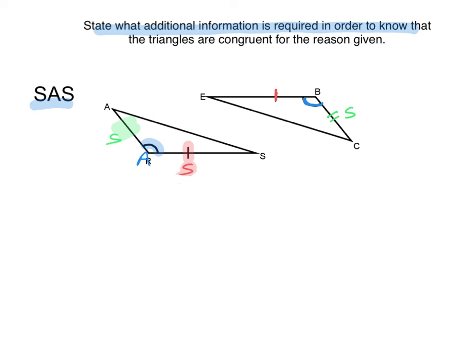So what do I need to prove congruence? I would need segment AR to be congruent to, now notice for AR, I went away from the angle into the angle. So on this picture, I'd have to go away from the angle into the angle, so then that's going to be CB. So all you need to do here is just tell me what other information do I need to prove SAS, and that's just that segment has to be congruent.